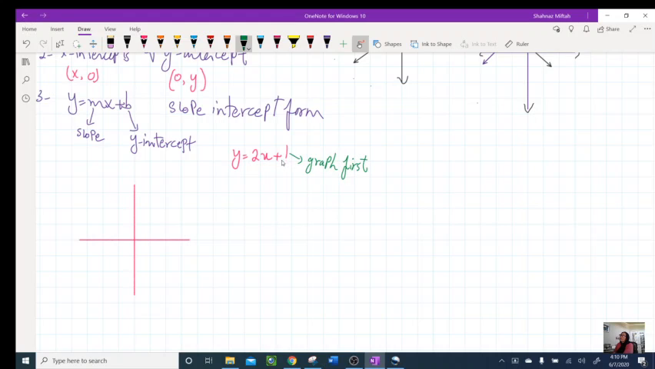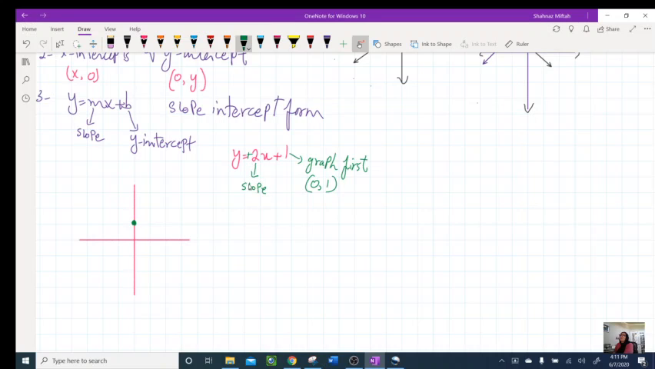Since this is the y-intercept, which means x is 0, your ordered pair is technically (0, 1). That's a y-intercept. So this is 0, that's 1. This is your y-intercept, which is called b in this case, positive 1, so that's why I have a positive 1. Now, this 2 is your slope.